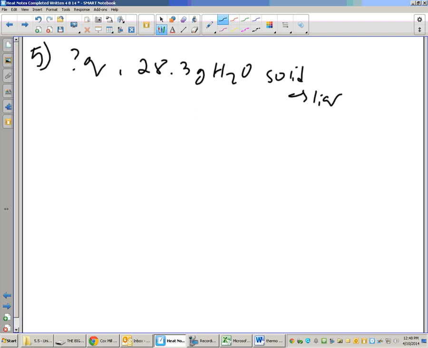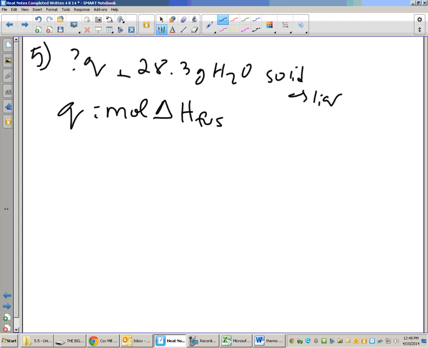So 28.3 grams of water, solid converted to liquid. That is melting, right? So it doesn't say that temperature is changing, right? What equation do we have to use? No temperature change. What equation? Moles. Yes. Q is equal to moles times delta H of what? Fusion, because that's what melting is.